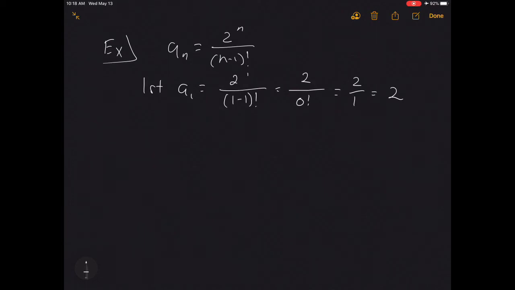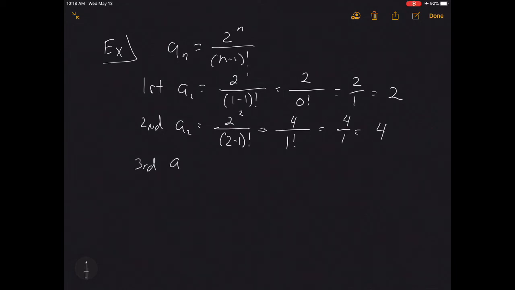There's a sub 1. So let's do our second term, a sub 2. Well, that'll be 2 to the second power, again plugging a 2 in for n, and then 2 minus 1 factorial. On top, 2 squared is 4. On the bottom, 2 minus 1 is 1, so I've got over 1 factorial. 1 factorial is just 1, because there are no whole numbers below that to multiply it by. So it's going to be 4 over 1, which is just 4.